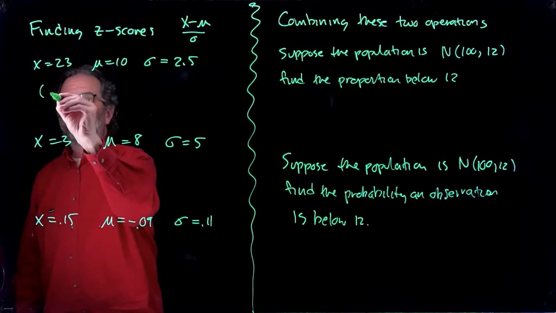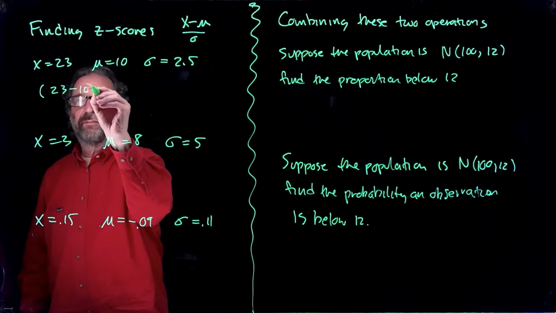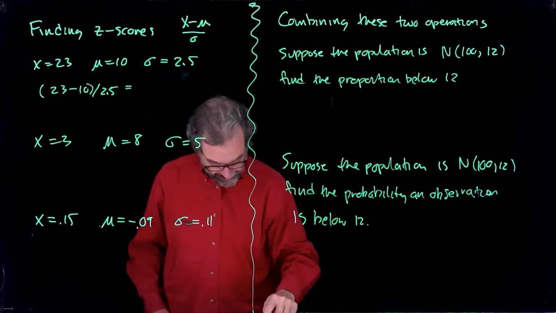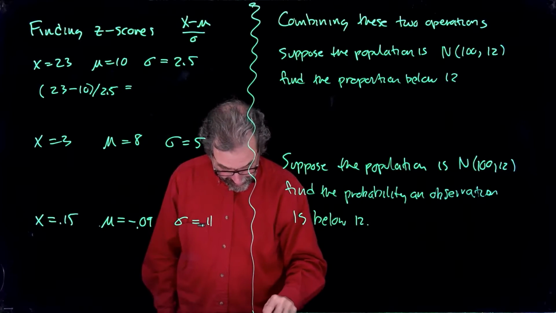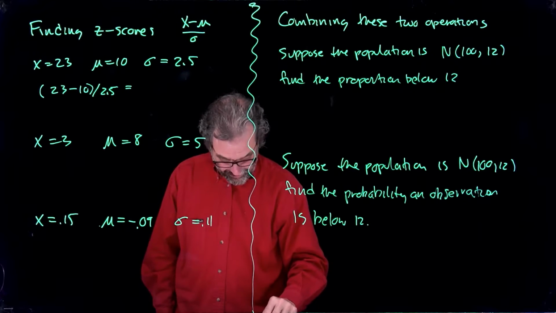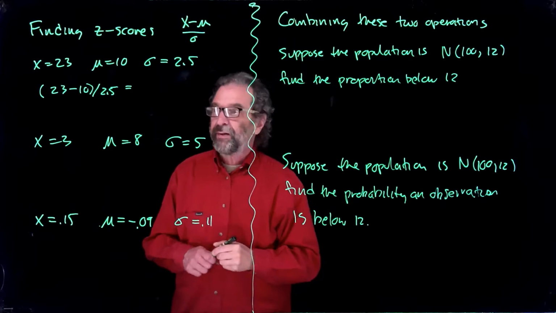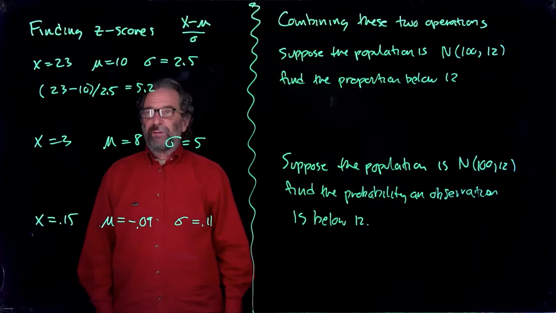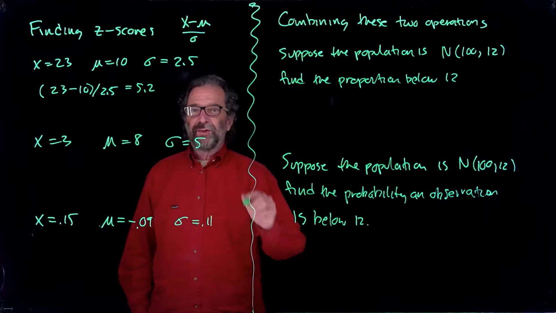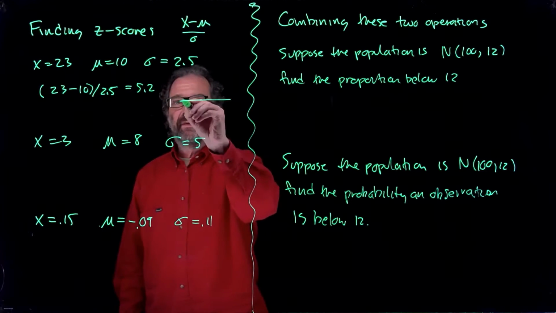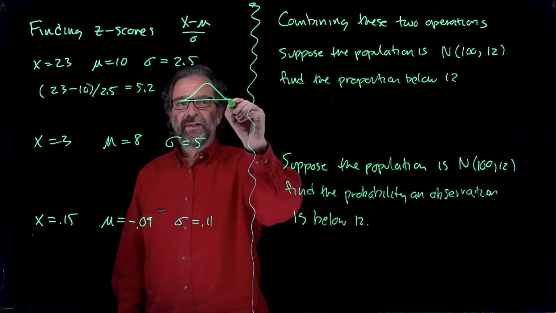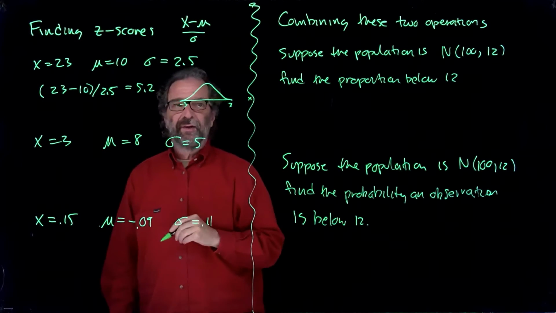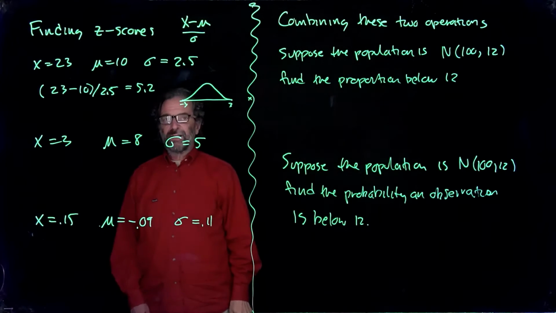You're going to put parentheses 23 minus 10 divided by 2.5, like that. Parentheses, 23 minus 10, close it, divided by 2.5, 5.2. And we can think about where that would appear in the distribution. If you just draw it, you know that everything reasonable happens from minus 3 to 3. So 5.2 is out here somewhere. Not likely to be way out there.